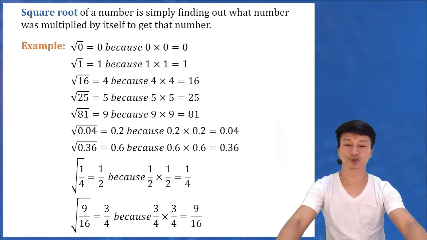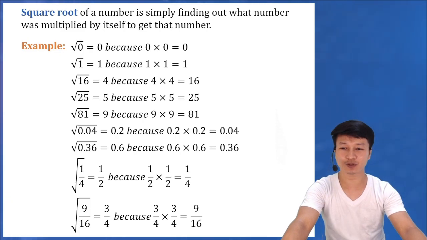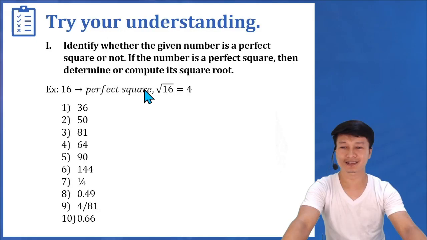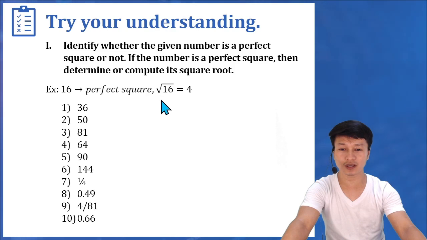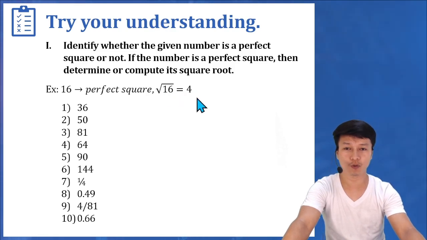Okay? So to test your understanding, try to answer these exercises. Identify whether the given number is a perfect square or not. If the number is a perfect square, then determine or compute its square root. For example, the given number is 16. So 16 is a perfect square and so its square root is equal to 4.